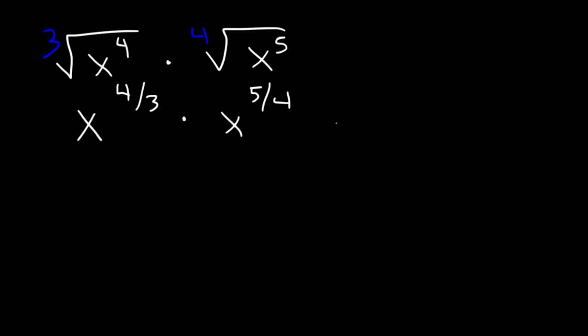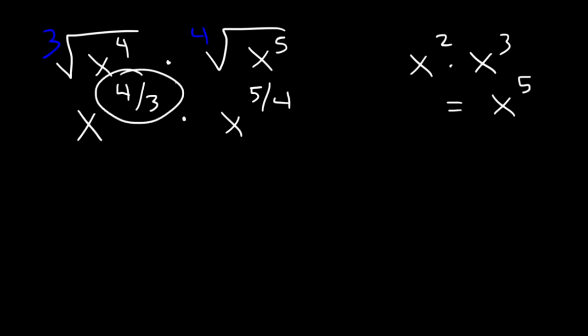Now let's go over some basic rules of algebra. Whenever you multiply by a common base, you may add the exponents. So x squared times x cubed is x to the 5th power. 2 plus 3 is 5. So in this case, we need to add the two fractions. And to add them, you need to get common denominators. So let's find out what 4 over 3 plus 5 over 4 is equal to.